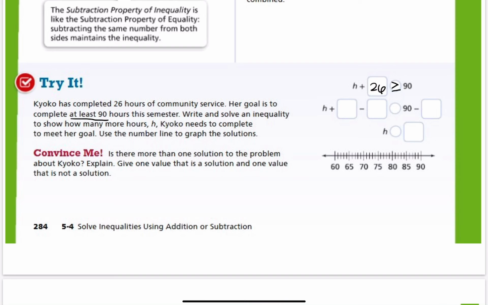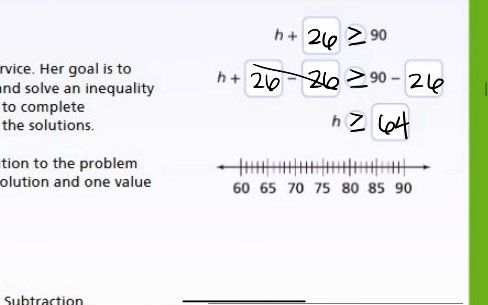Okay, we solve these the same way, just like we do our equations. So I'm going to keep my sign the same. That does not change. And then I have my H plus 26. Since 26 is being added, I would have to subtract 26 from both sides to get that to cancel. And so we find that H has to be greater than or equal to 64 to complete her minimum number of hours.